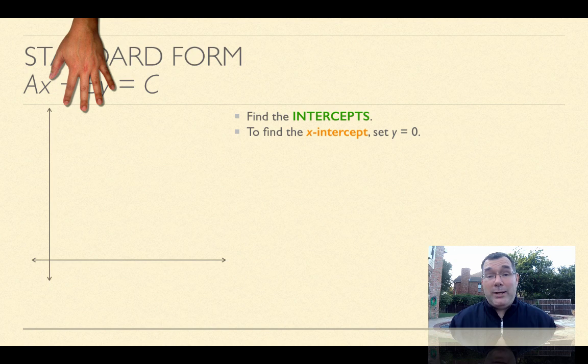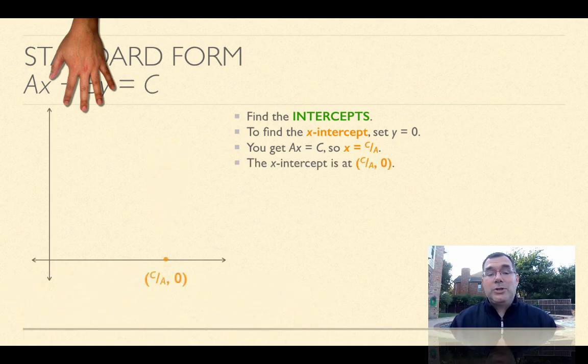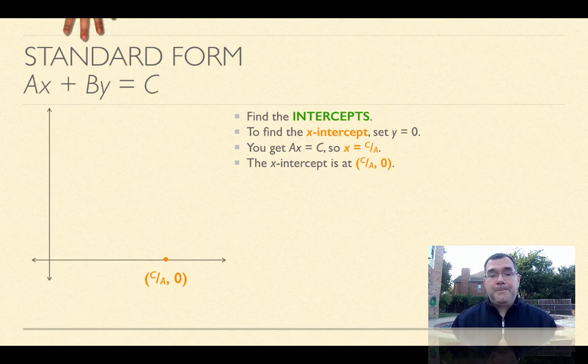So if I set y equal to 0 for that equation, I can figure out what the x is supposed to be. If I cover up my y's, then I get ax equals c, so the x-coordinate of my x-intercept is going to be c over a. Remember, my y-coordinate is 0, so I just find the point c over a, comma 0, and I put a point there. That's one of my 2 points.